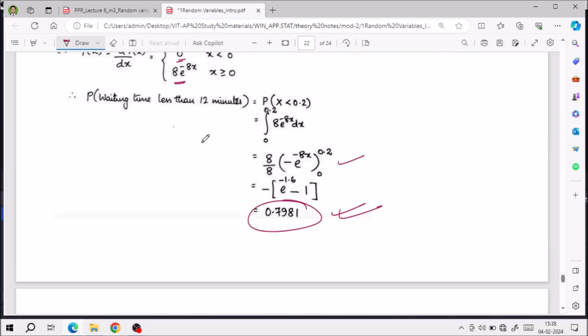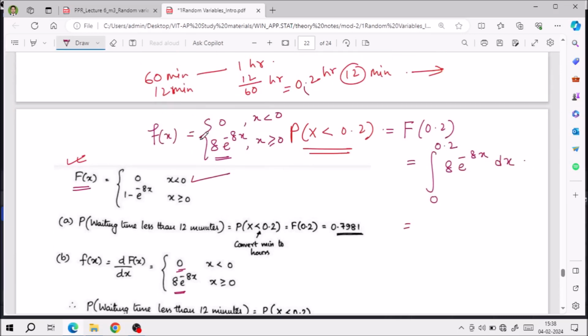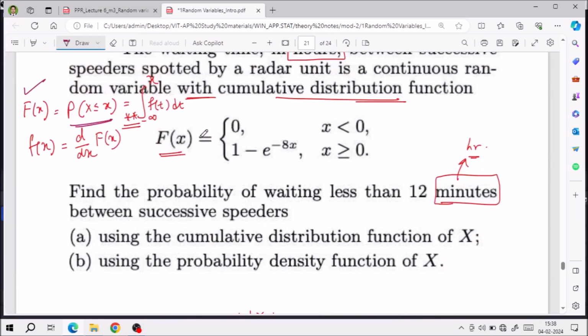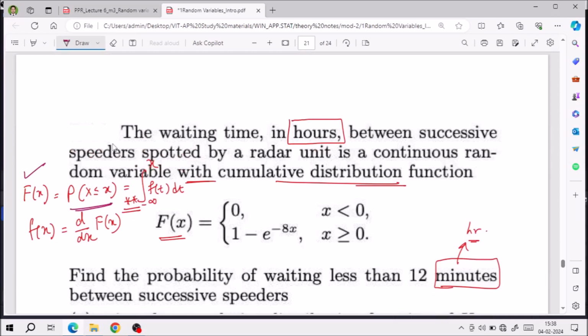Okay, so this is for the second question you have. So basically you should keep in mind what is given, and from there you just need to apply this formula, do the calculation, and you will get the answer.